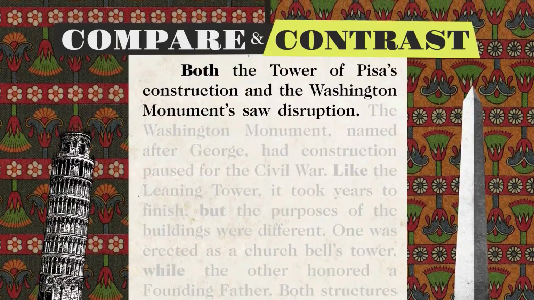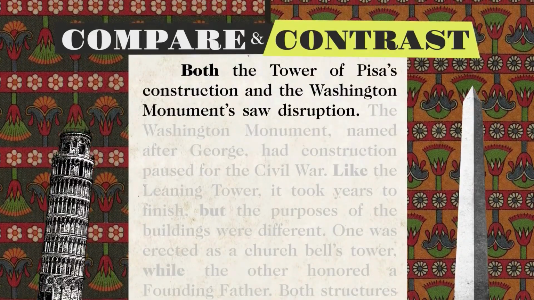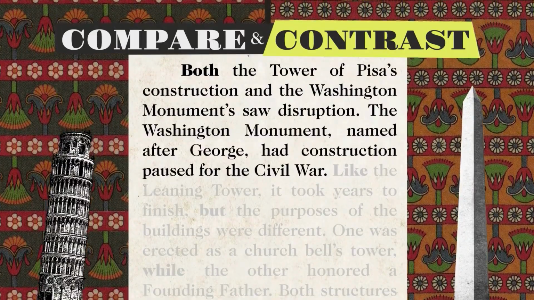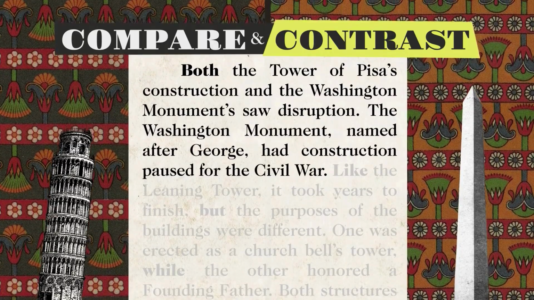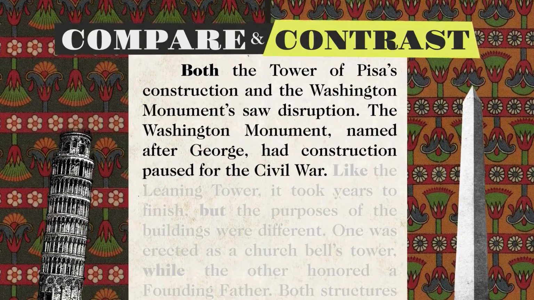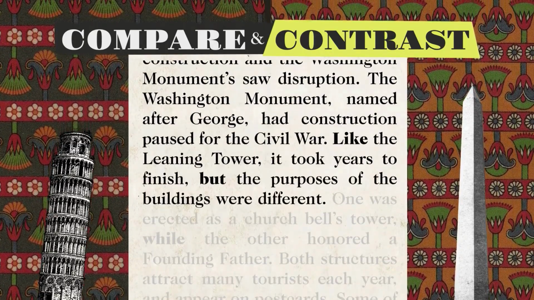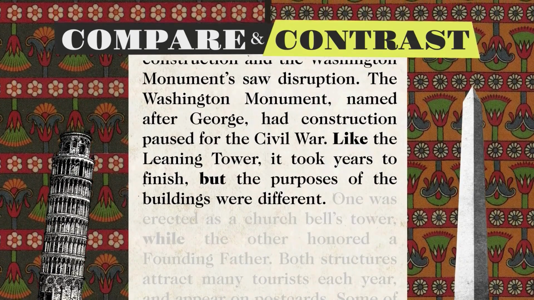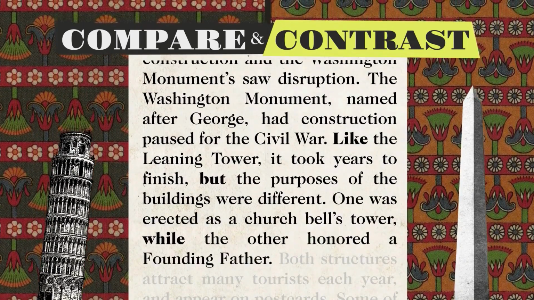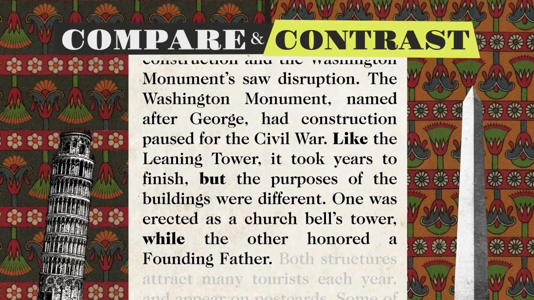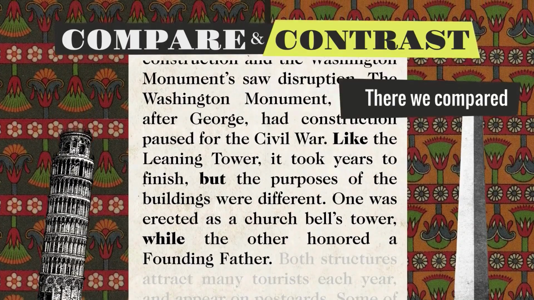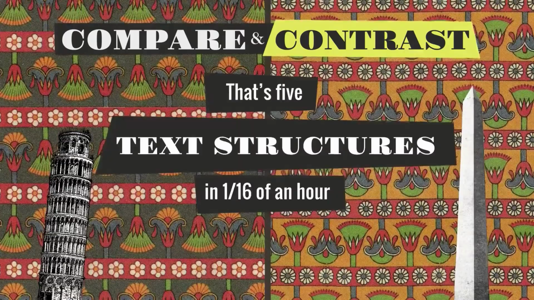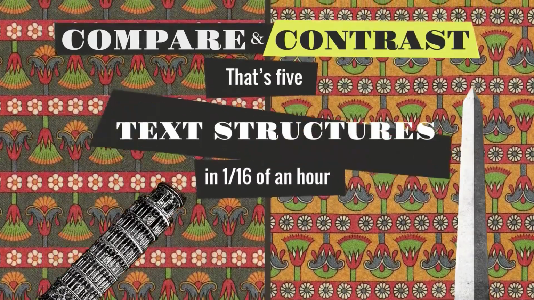Both the Tower of Pisa's construction and the Washington Monument saw destruction. The Washington Monument, named after George, had construction paused for the Civil War. Like the Leaning Tower, it took years to finish, but the purposes of the buildings were different. One was erected as a church bell's tower, while the other honored a founding father. There we compared the 2 different towers. That's 5 text structures in a 16th of an hour.